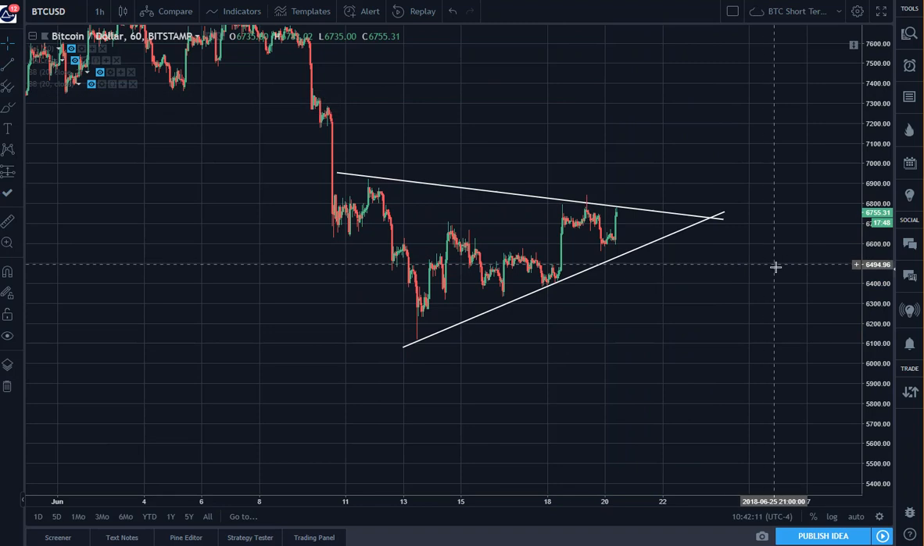So we have potentially a triangle pattern in formation as well. However, guess what? Just because it's a triangle does not mean it has to conform to the Elliott Wave triangle of an ABCDE label. But it doesn't take it away. The triangle pattern, no, not at all.